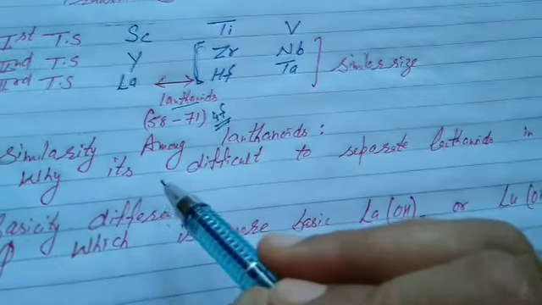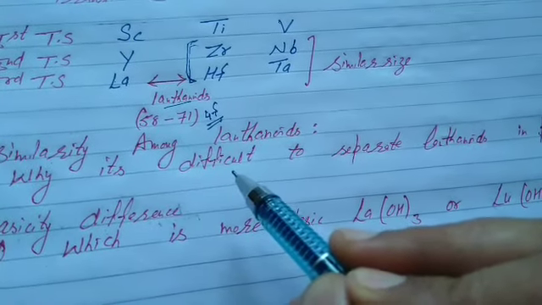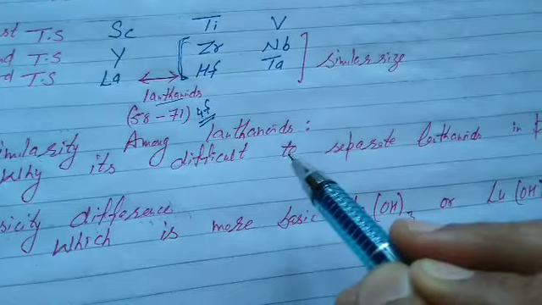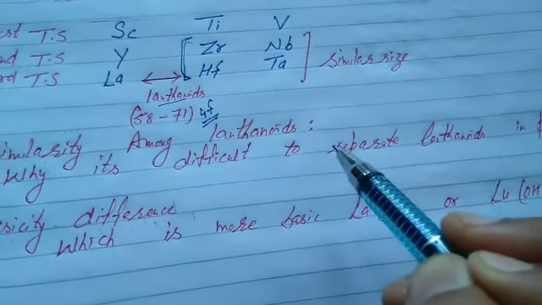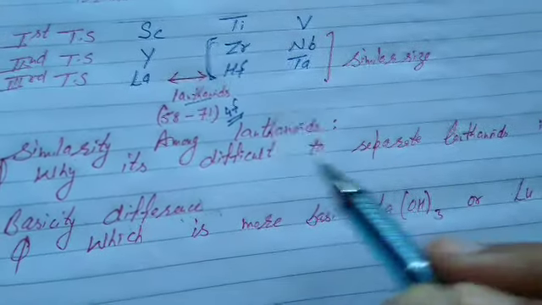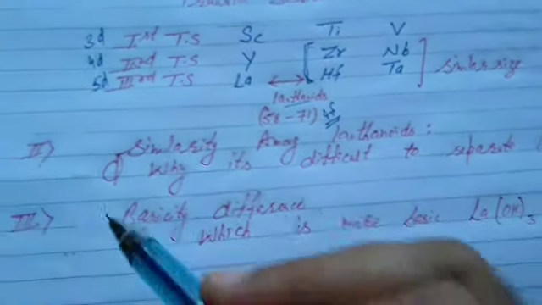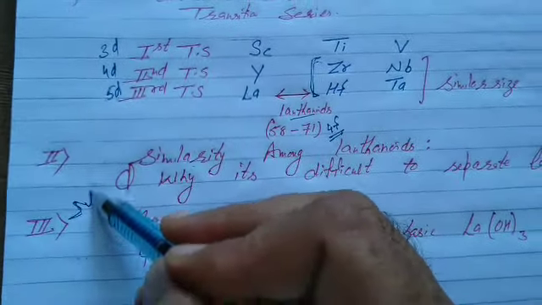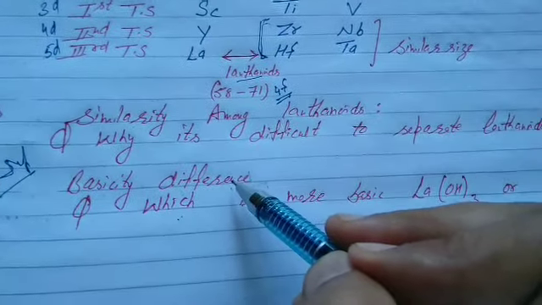Again we use the term due to lanthanoid contraction. There is very small change in the size of lanthanoids, hence their chemical properties are similar, so it's difficult to separate them in the pure state. Please write the answer in your notebook. After this, the third application, that's again important: basicity difference.